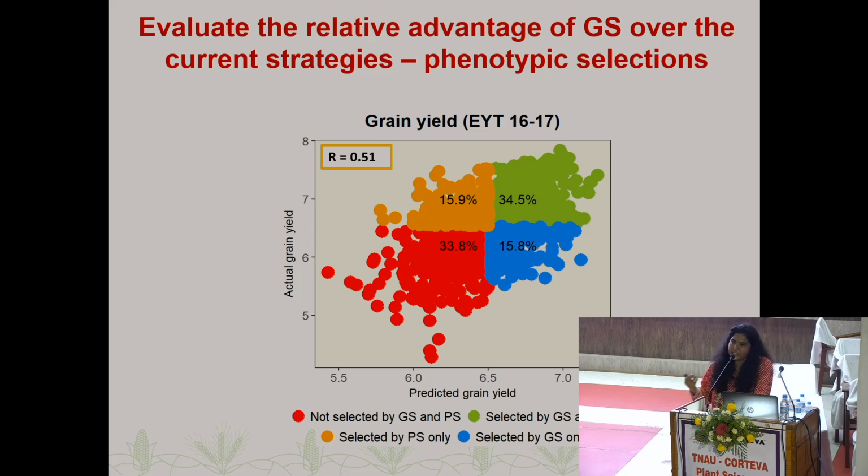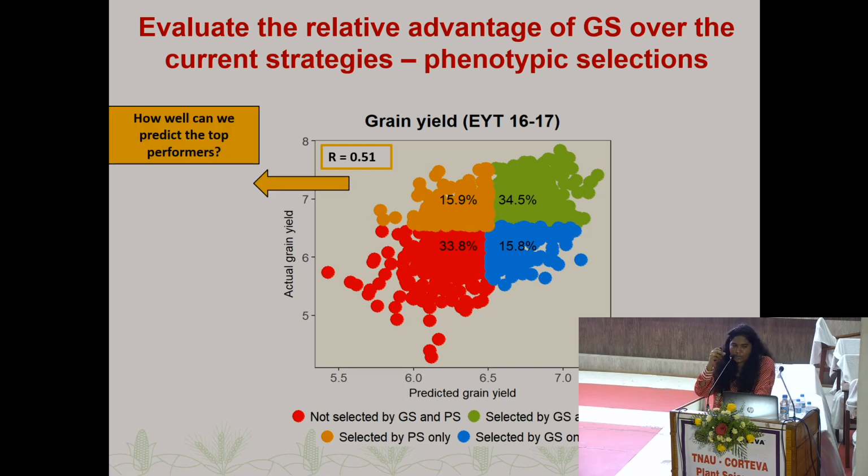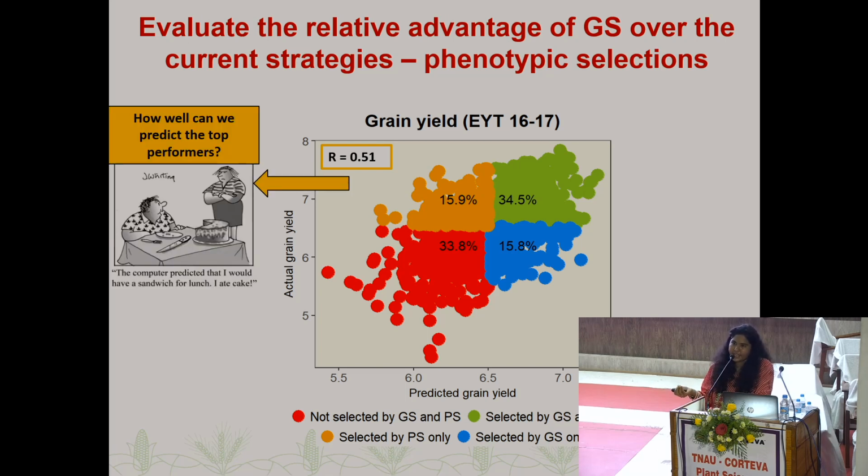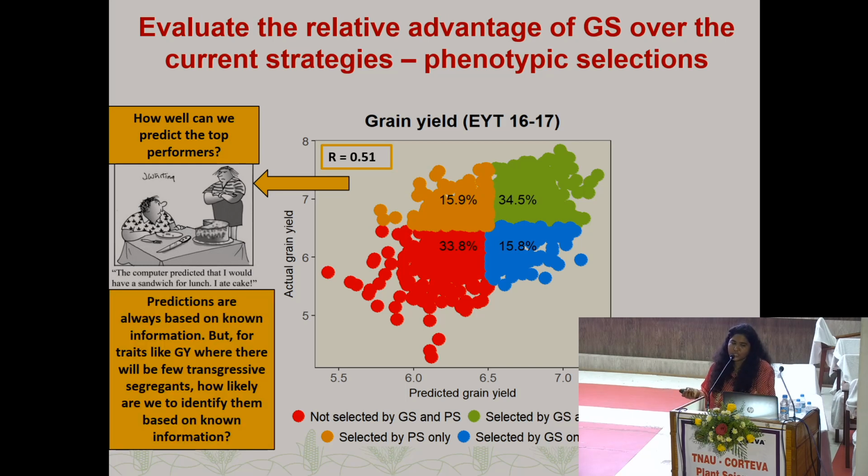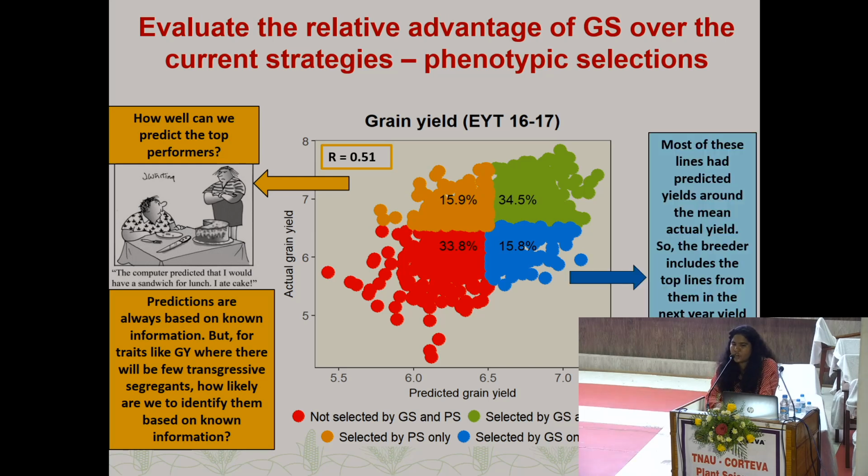And from our experience, and I like that graphic there because it says the computer predicted that I would have a sandwich for lunch, but I ate a cake. Because it is very common to predict something based on known information. So you always eat a sandwich and the computer will predict that you will have a sandwich. But sometimes you might have something different and the computer will not predict that. So that's the same with genomic selection. You might have a rare allele, or some rare transgressive segregants which are high yielding, and based on what you have already, you might not be able to get those high yielding alleles, and we have to be cautious with that in genomic selection as well.